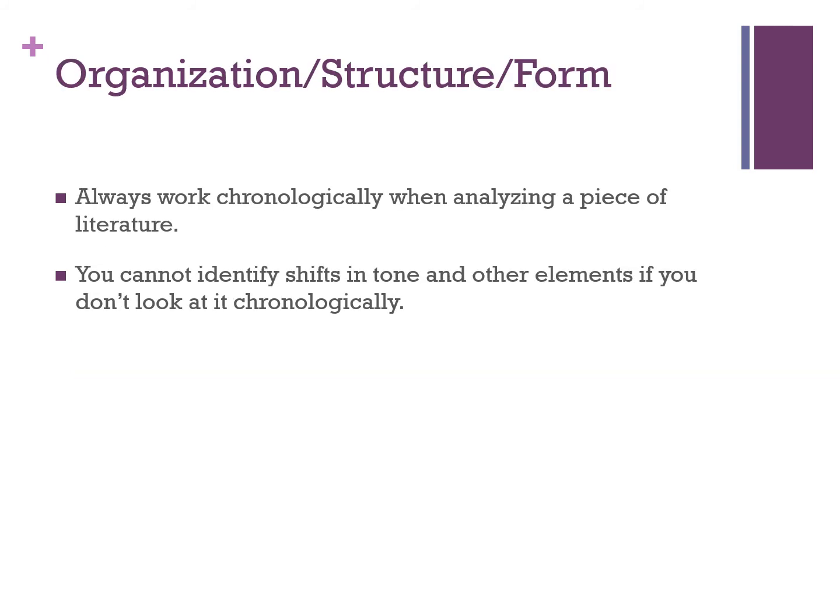That is tone. In order to figure out the organization, structure, and form, you have to work chronologically when analyzing a piece of literature or a piece of writing. You have to go paragraph by paragraph and look at the items I've showed you, the diction, the ethos, the logos, the pathos, all those things. You have to go paragraph by paragraph in chronological order. If you do not do this, you cannot identify shifts in tone and other elements if you do not look at it chronologically. So follow this in chronological order.